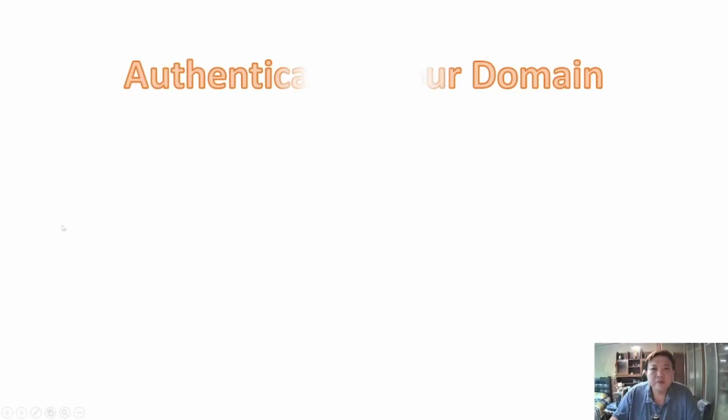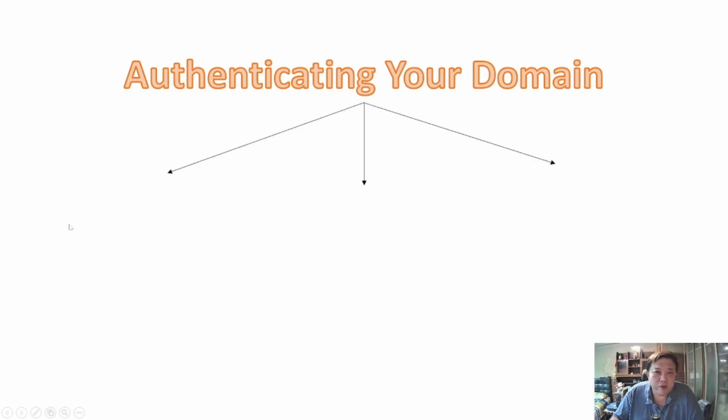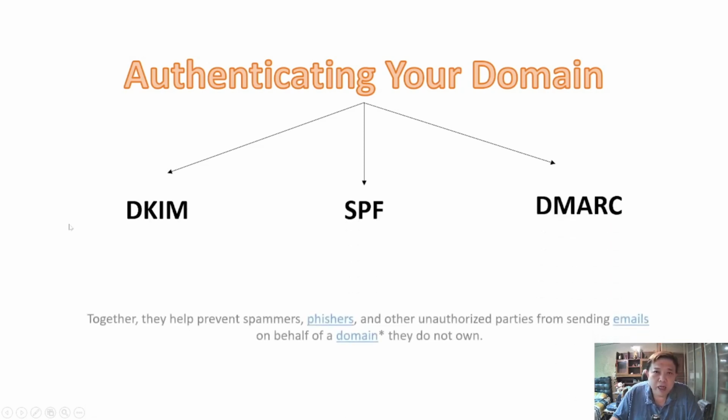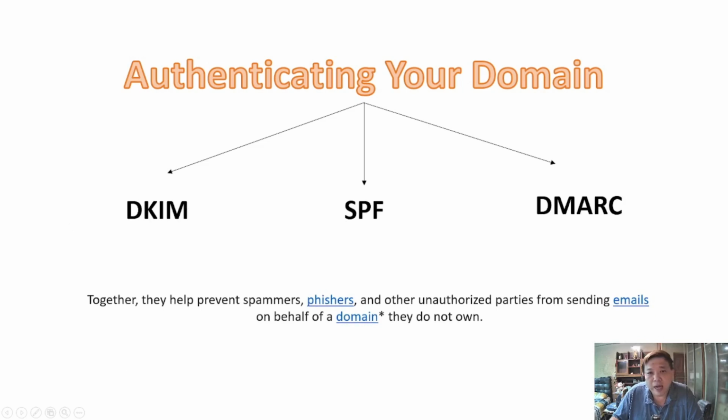So what this part 10 is talking about is email deliverability. When it comes to authenticating your domains, there are 3 different things that we need to know of. Number 1 is DKIM, followed by SPF, then followed by DMARC. All these 3 things effectively help prevent spammers, phishers, and other unauthorized parties from sending emails on behalf of a domain that they do not own. So this is effectively what Gmail and Yahoo Mail are trying to do.